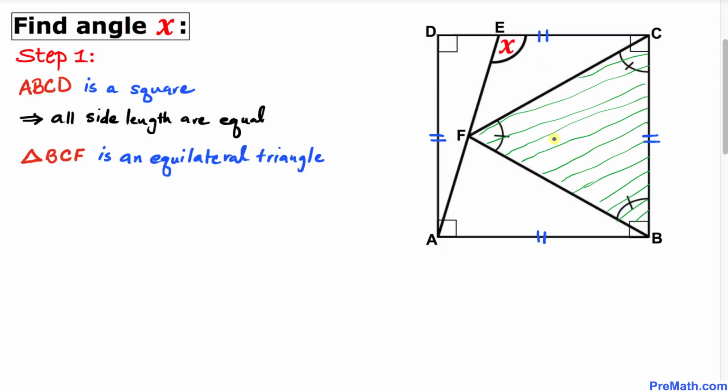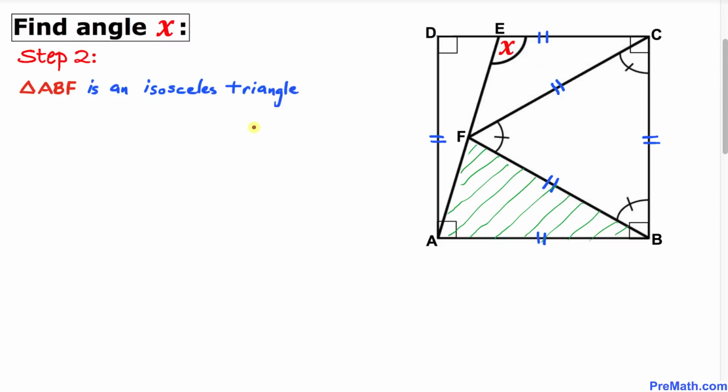And now let's focus on this triangle BCF. We know that all of its angles are congruent. So therefore, this is an equilateral triangle. So that means this side is equal to this side length, and this side length is also same. So therefore, we can say that this side AB is equal to this side BF.